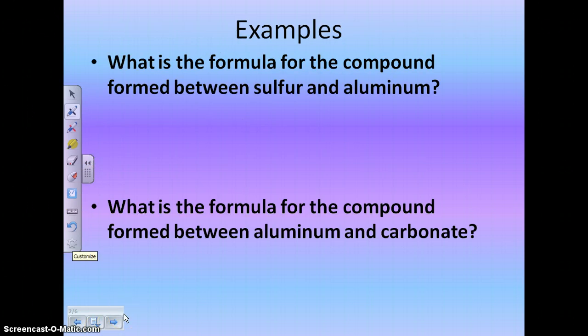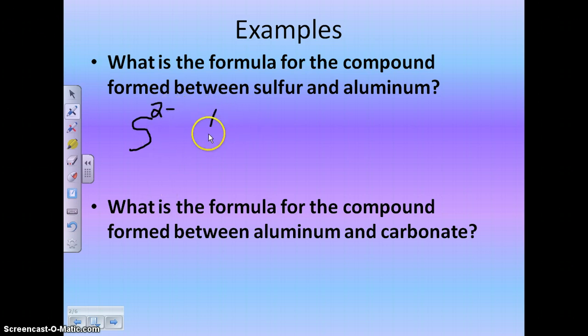All right, so let's see what all that means. First question, what is the formula for the compound formed between sulfur and aluminum? Well, first you need to know the charges. We're going to get this from our 1 plus, 2 plus, 3 plus, skip, 3 minus, 2 minus, 1 minus, zip. All right, so we have sulfur. Sulfur is in the 2 minus column. There we go, 2 minus.